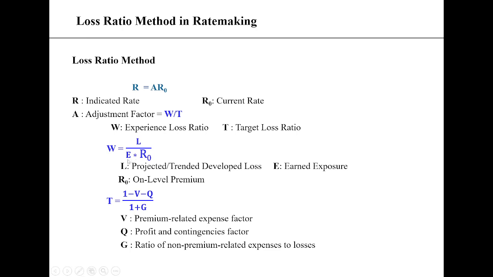Over E, which is the earned exposure times the on-level premium, right here. Not the same as this one. That is the experience loss ratio. And I'm going to show how we can come up with the experience loss ratio later on. And that is over the target loss ratio or permissible loss ratio. That is 1 minus V minus Q over 1 plus G. And V and Q are like this and G is like this.